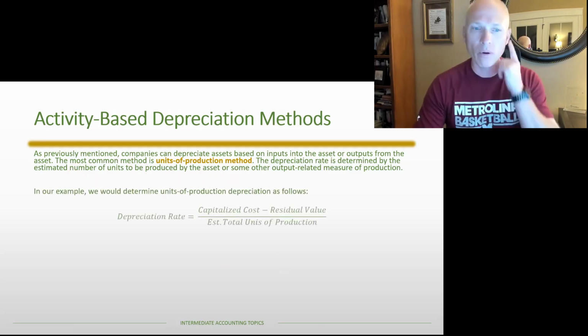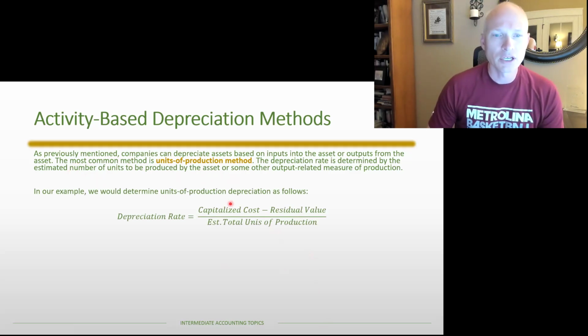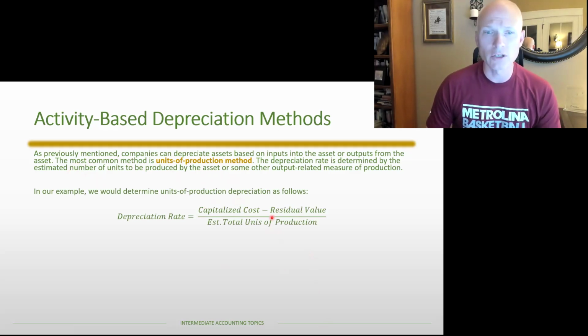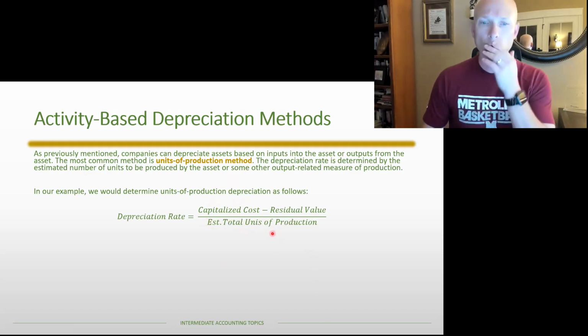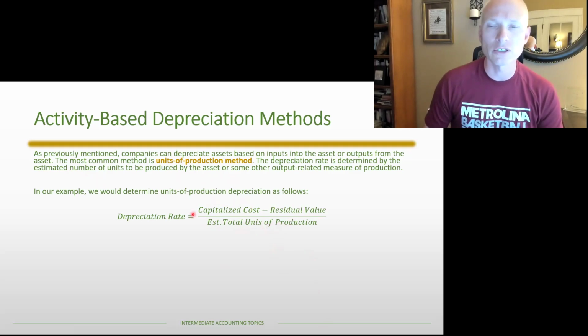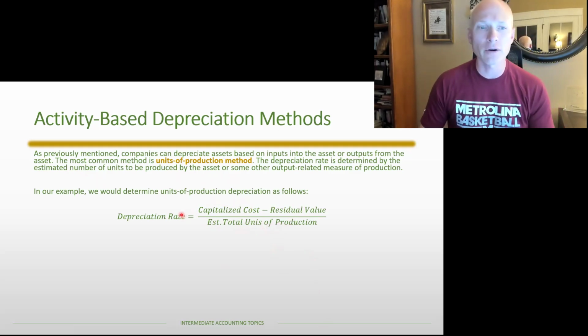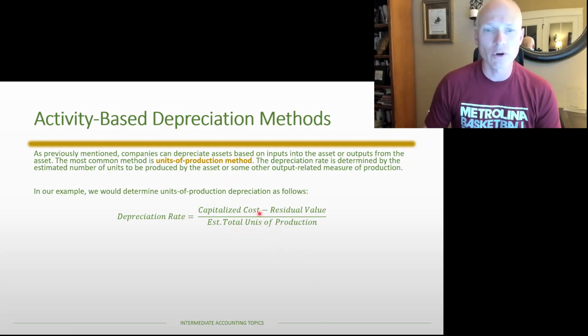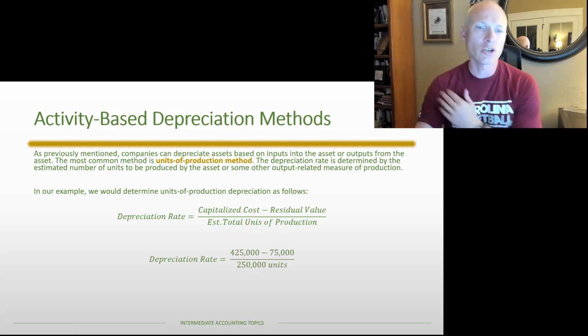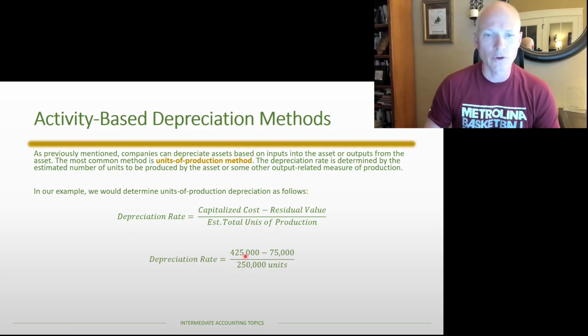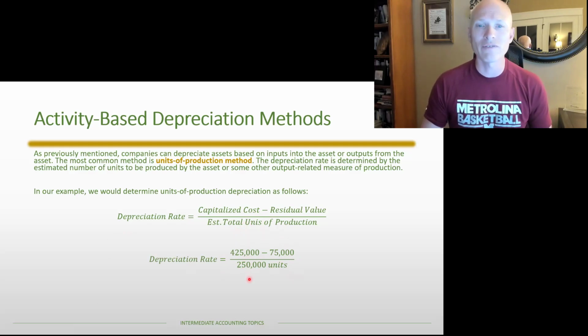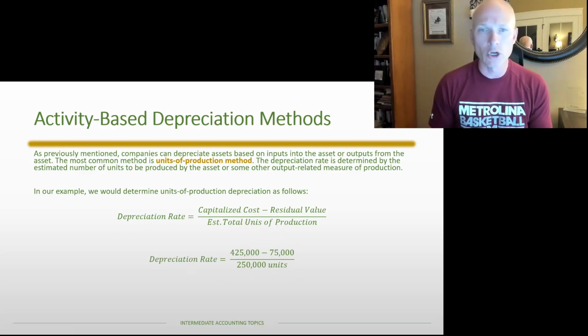So going back to our example, the depreciation rate is going to be that capitalized cost, which doesn't change, and the residual value doesn't change. But now in the denominator, we're going to use estimated total units of production. And so the depreciation rate, again, is going to be focused on production. In our example, it would be that capitalized cost of 425, the residual value of 75,000, and if you remember in the problem, we estimated the number of units that it would produce is 250,000 units.